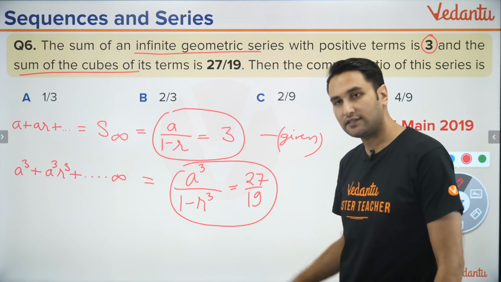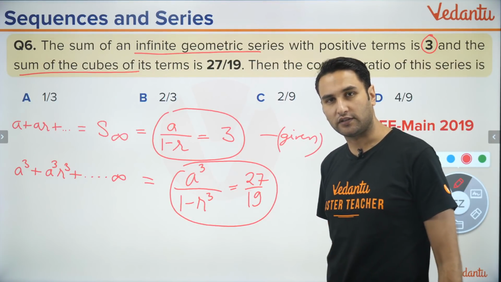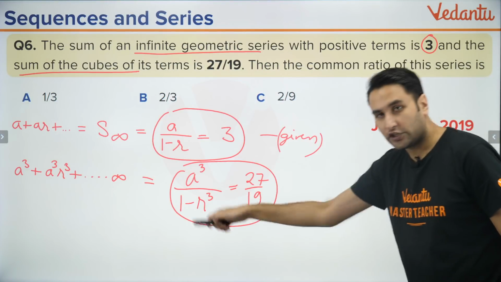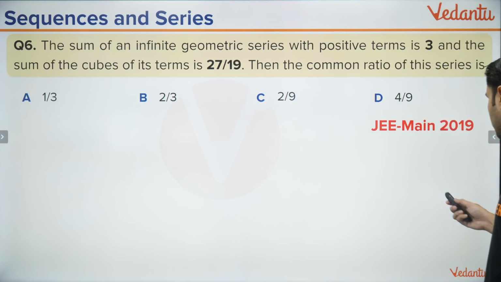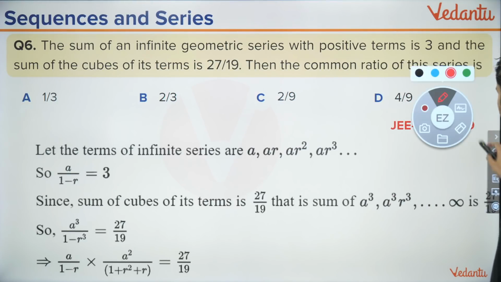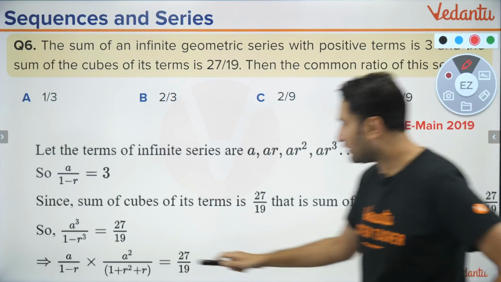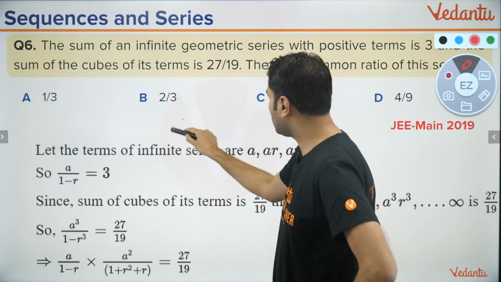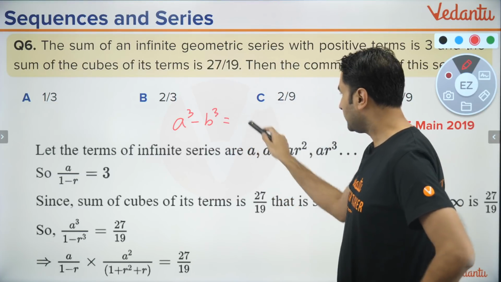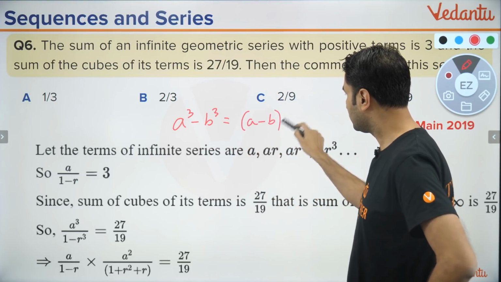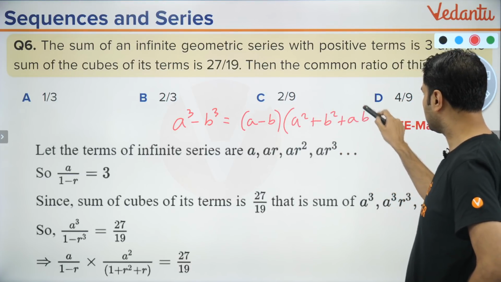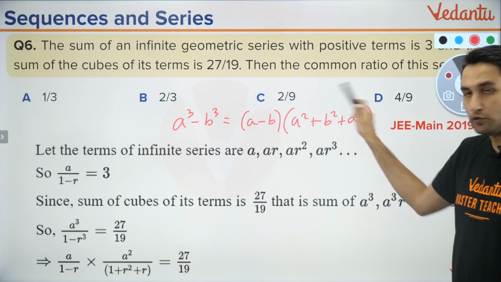Children, can you expand 1 minus r cube and write it? Can you expand it? Look carefully. Let me show. Think about the denominator and expand it. How? Look at this, do you remember the formula? Everyone should know. What was the formula? A cube minus b cube. The formula of a cube minus b cube is a minus b into a square plus b square plus ab. All of you remember this? A cube minus b cube.